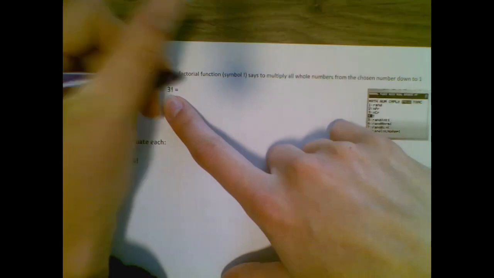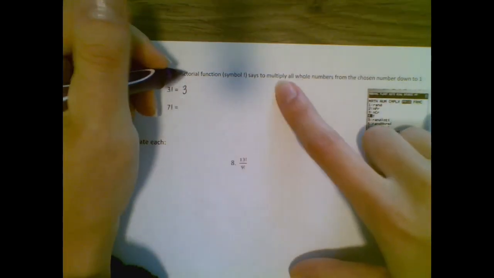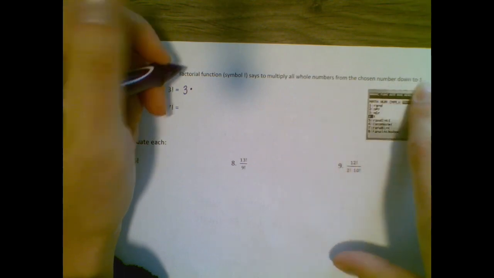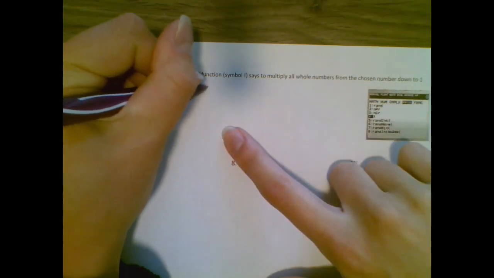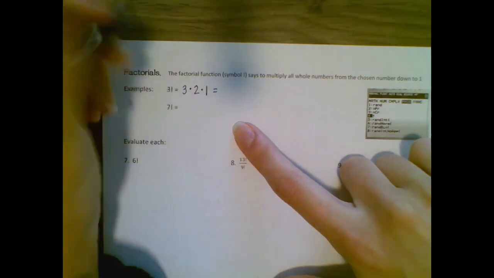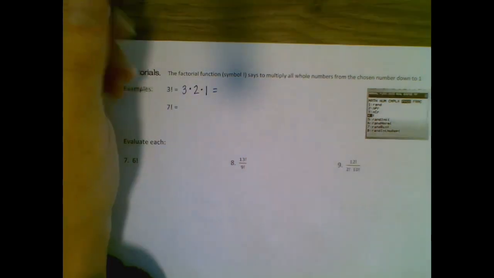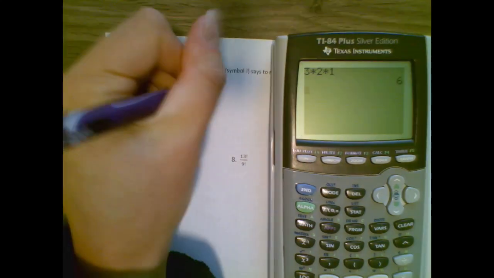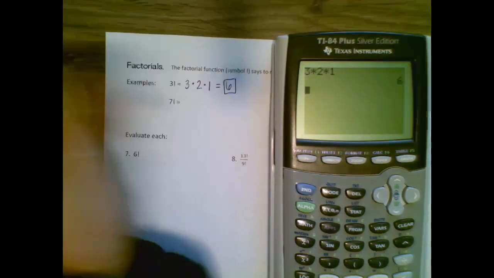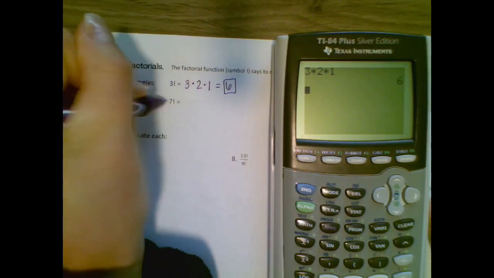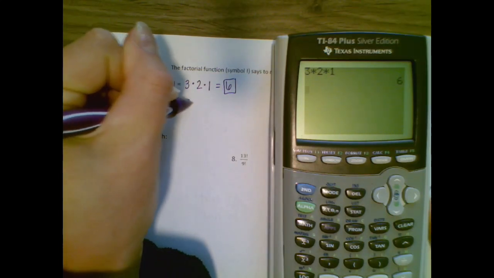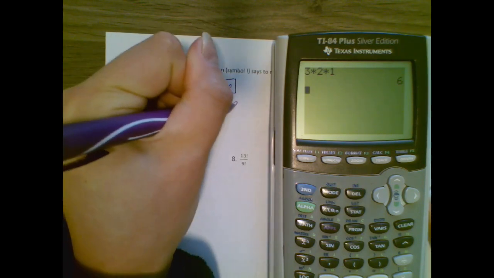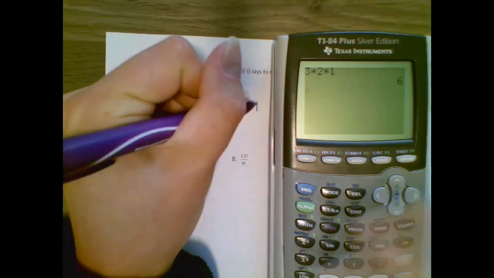So it says to multiply all the whole numbers from the chosen number. So in this case, the chosen number is 3. So we're going to multiply all the whole numbers that start at 3 and count down to 1. So 3, 2, 1. You literally are multiplying those into your calculator, okay? Or if you can do it in your head, do that too. 6. Okay, so 7, that's our chosen number, so we're doing 7 times 6 times 5 times 4 times 3 times 2 times 1. It's just a countdown.